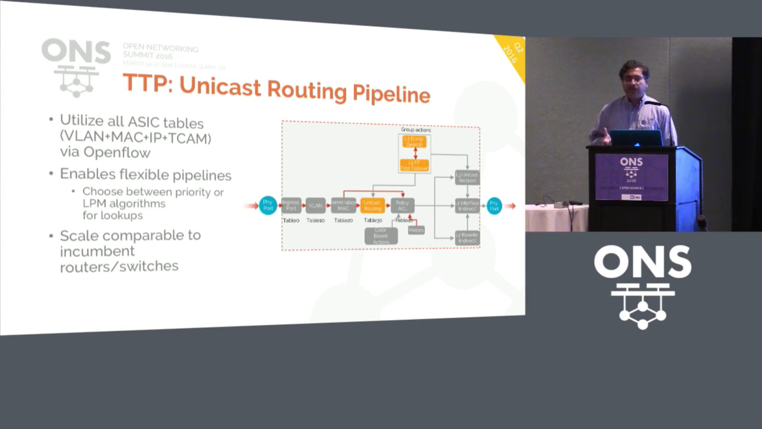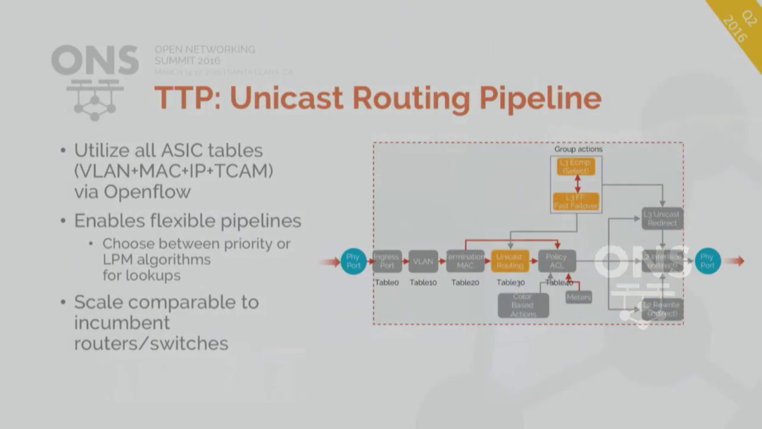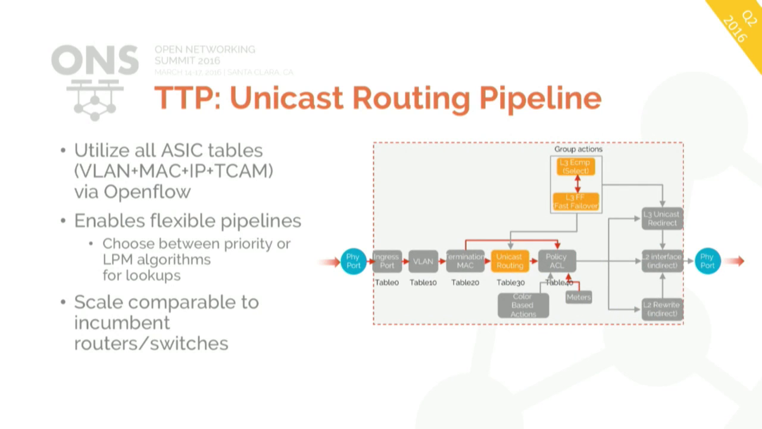So TTP essentially, everything that you see in the horizontal line is a table, right? So as you can see, there are tables 0, 10, 20, 30, 40, and more as we bring in. But clearly, we exposed these tables as a unicast routing pipeline. So effectively, you can make any routing decision using such a pipeline. So what are the key differences from the previous instance of OpenFlow and TTP?